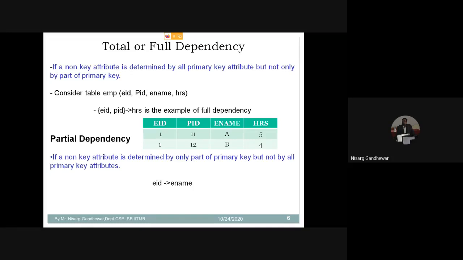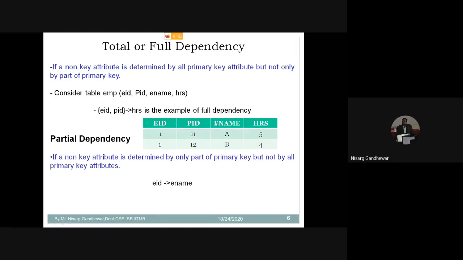The attributes which take part in the formation of primary key are called key attributes, and the attributes which do not take part in the formation of primary key are called non-key attributes. Okay, so here we are discussing the concept of total dependency, or you can say full dependency. Let's discuss this with the help of a simple example.